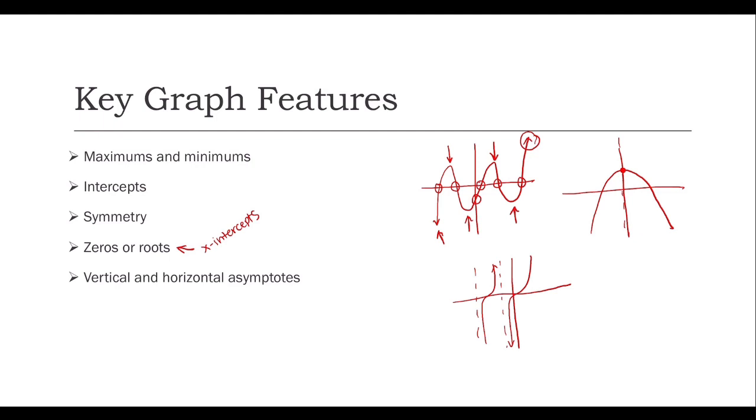So these would be vertical asymptotes, and then you could also have a horizontal asymptote like this, where it gets closer and closer to zero, but it's not actually going to hit zero. So you would have a horizontal asymptote here. And you could also have one going this way. So those are your key graph features.